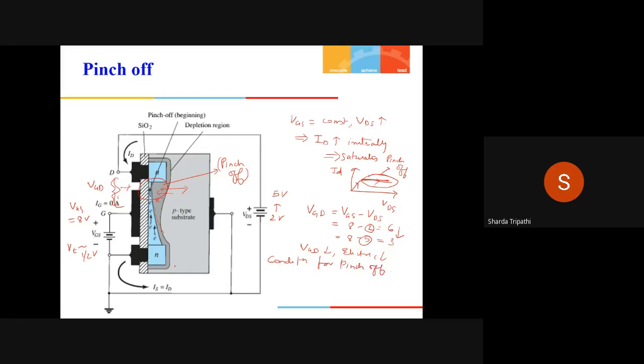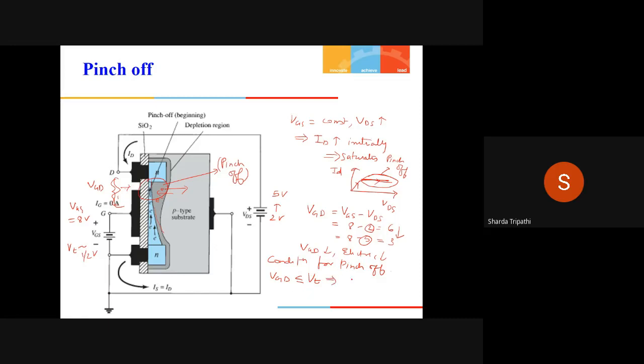Condition for pinch off. The condition for pinch off is that VGD, the effective voltage appearing across the gate and the drain, should be less than VT. Because if the voltage is not as high as the threshold voltage, then a sufficient amount of electrons will not be attracted to create a proper flow of current into the device. So this is my condition.